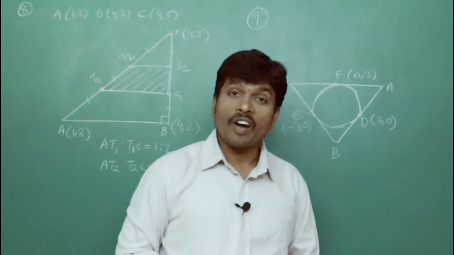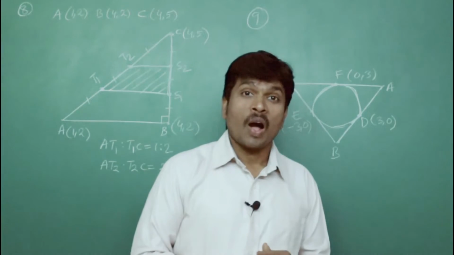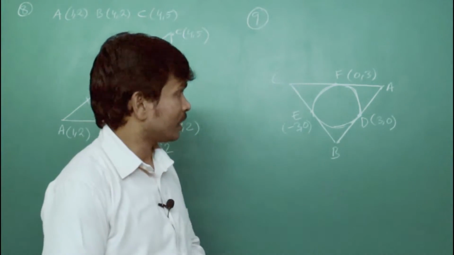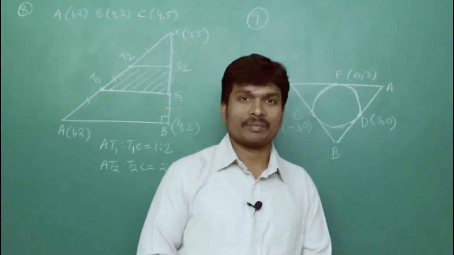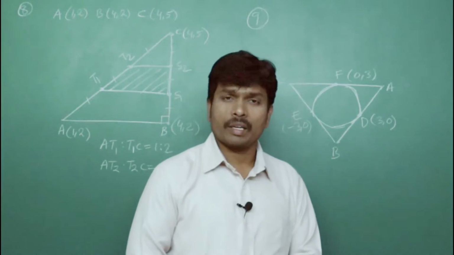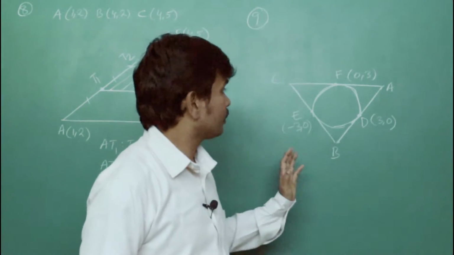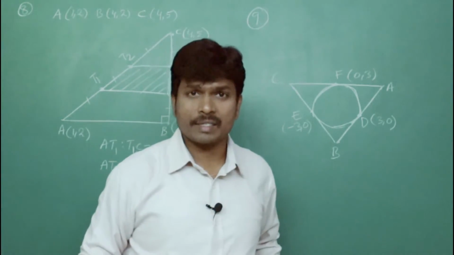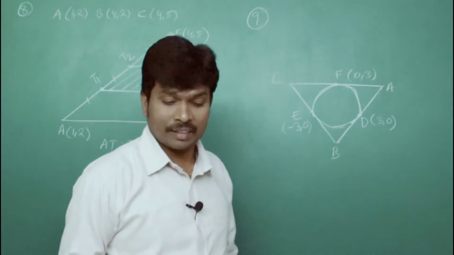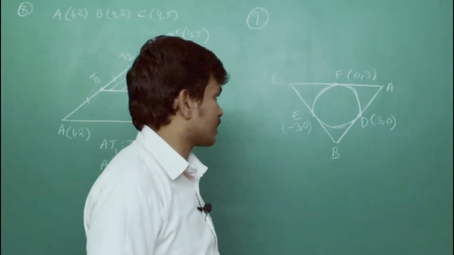Its area we have to find. To find the area of the incircle, what should we do? We must know the radius. How to know the radius is the most important thing. And one more thing, these 3 points have been given. If you know the center, then we can find the radius. Yes or no? How to find the center? These are all the challenging tasks in front of us.